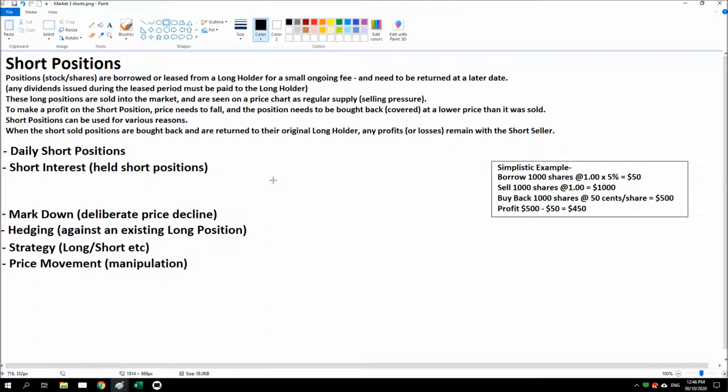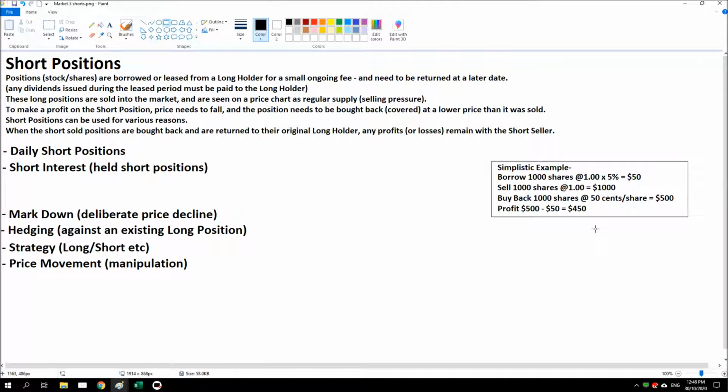To make a profit on a short position, the price needs to fall, and the position needs to be bought back or covered at a lower price than it was sold. Short positions can be used for various reasons, which we'll get into shortly. When short sold positions are bought back or covered and are returned to their original long holder, any profits or losses remain with the short seller.